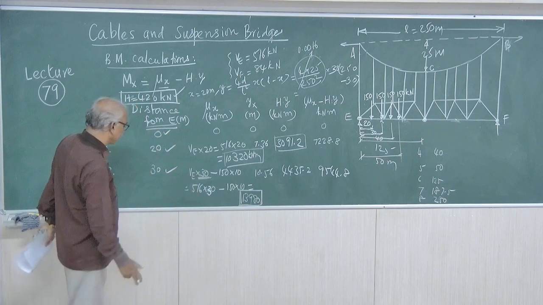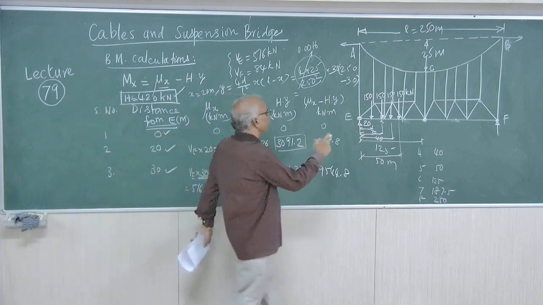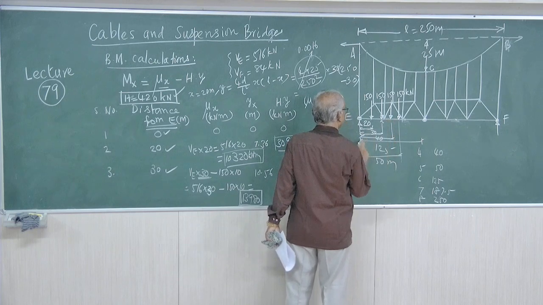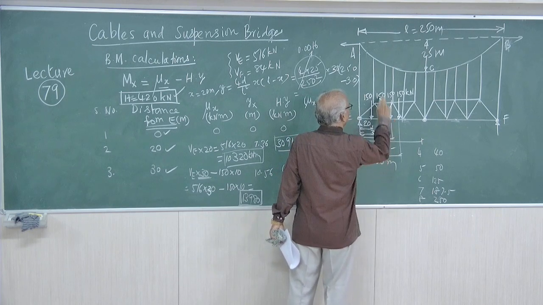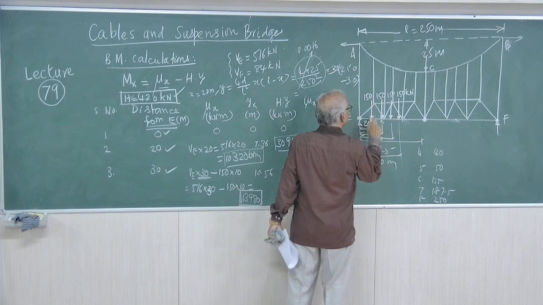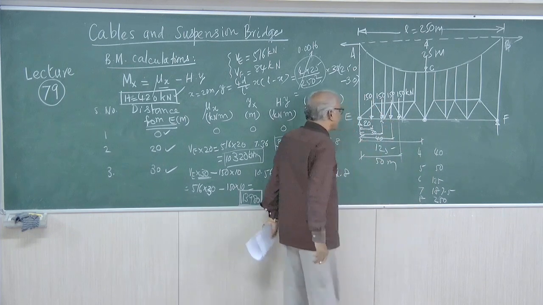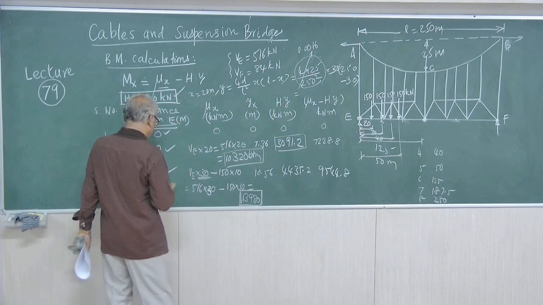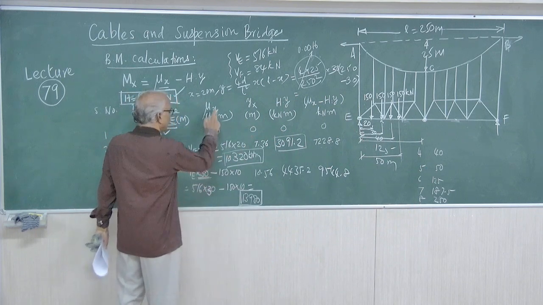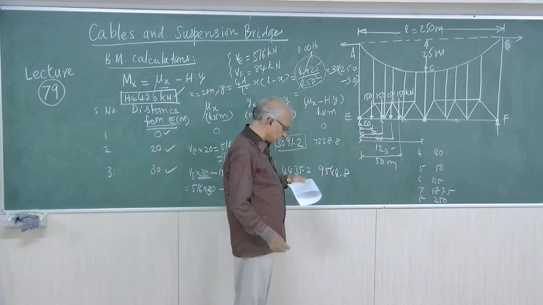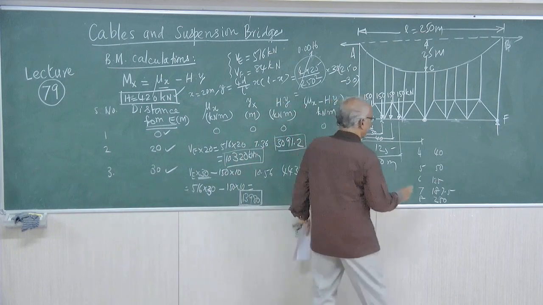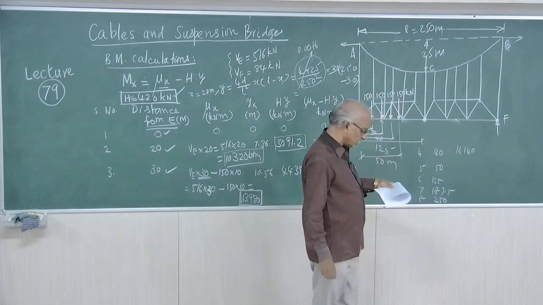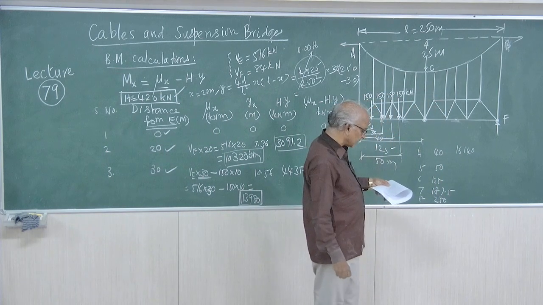Now 40. At this point, 40, we know it is VE into 40 minus 150 into 10 minus 150 into 20. Every calculation need not be shown; I will just give you the value. The distance from E is 40 meters. So mu x is equal to, I will give the final value, 16,140 kilonewton meter. The ordinate is 13.44.